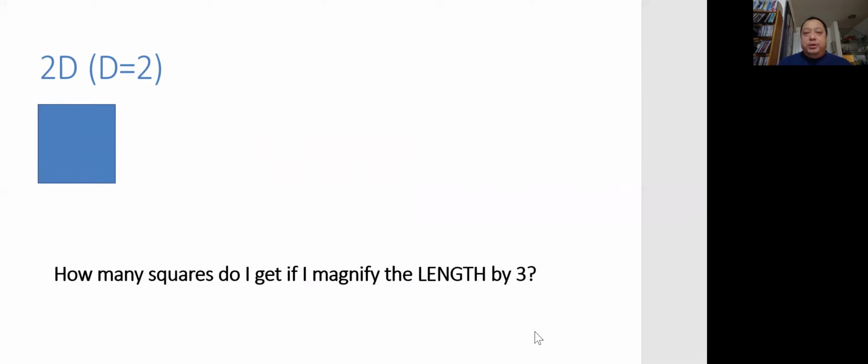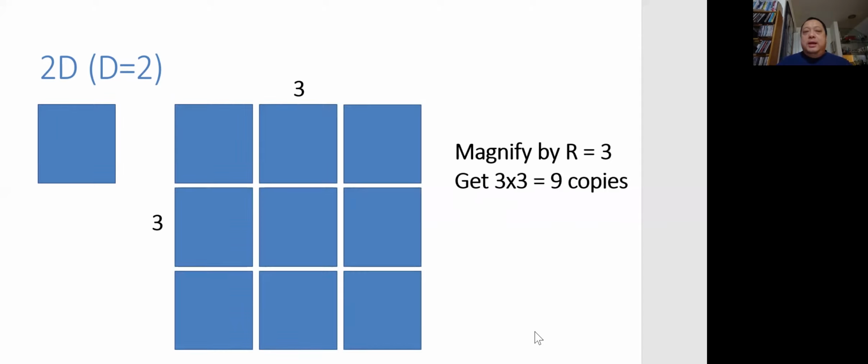Let's try a different number. What if I magnify by 3? Then I get 3 times 3 equals 9 copies. I see that the relation is that n equals r squared.